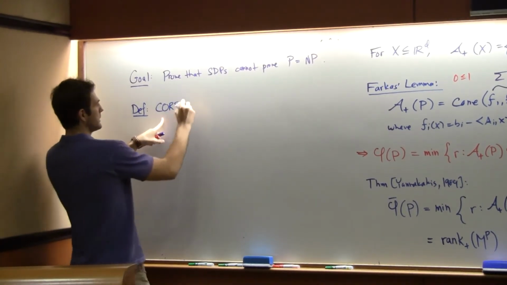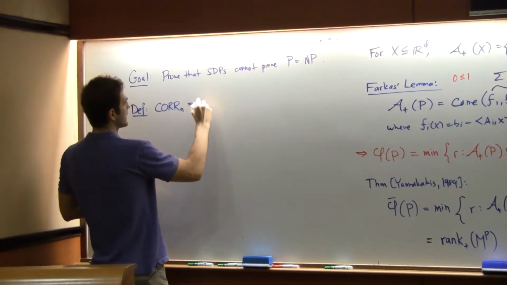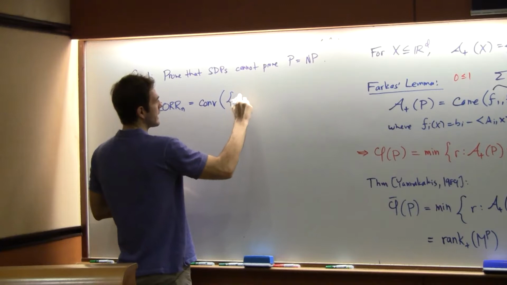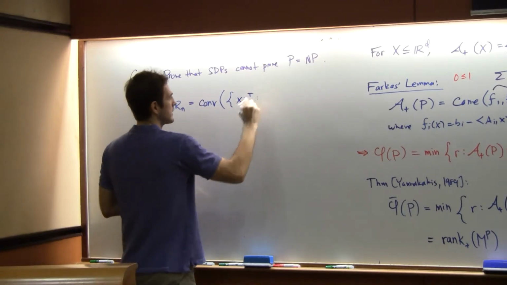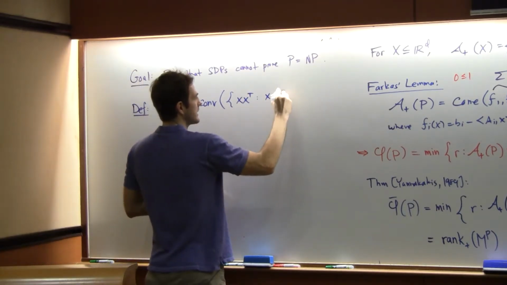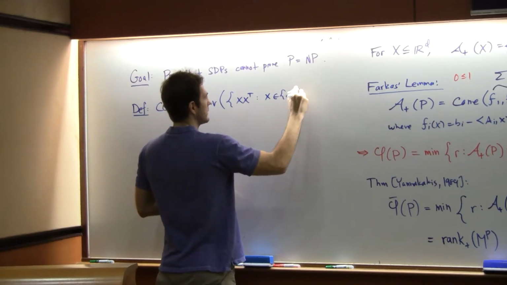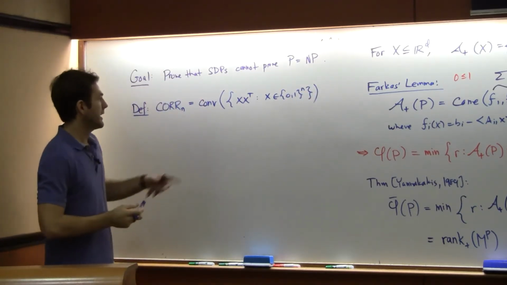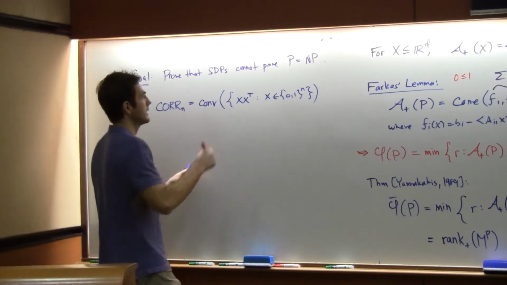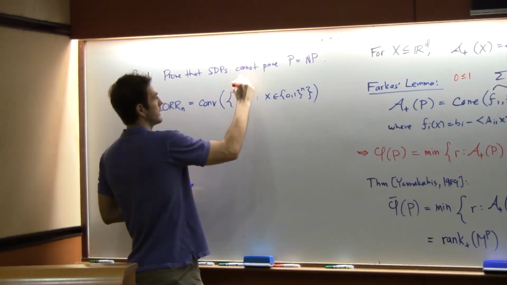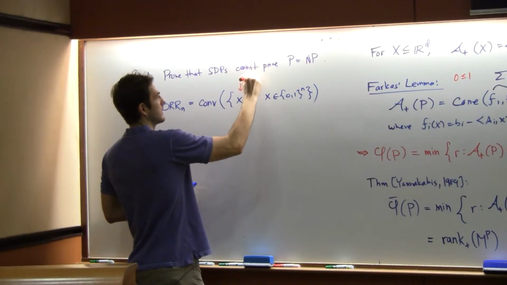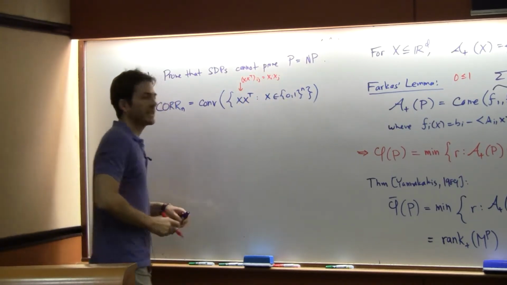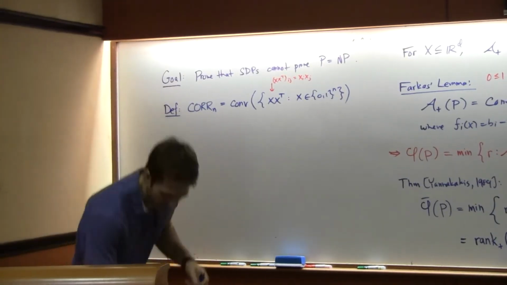The correlation polytopes. This is the convex hull of all rank 1 binary matrices. So you just take 0, 1 vectors x and take x x transpose. This is the matrix where the ij entry is xi xj. And just take the convex hull of those. That's the correlation polytope.